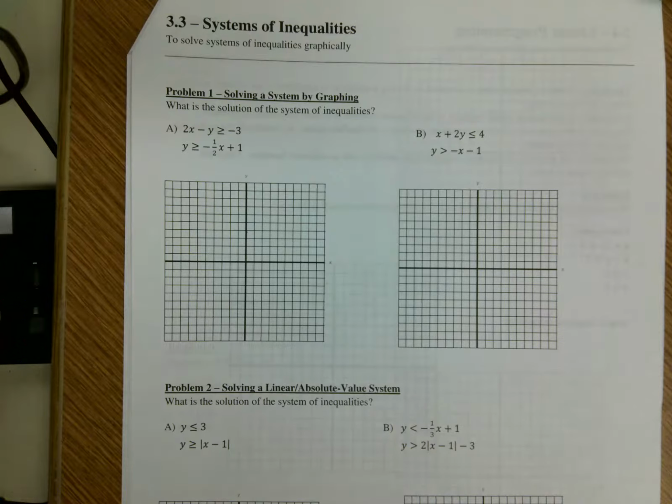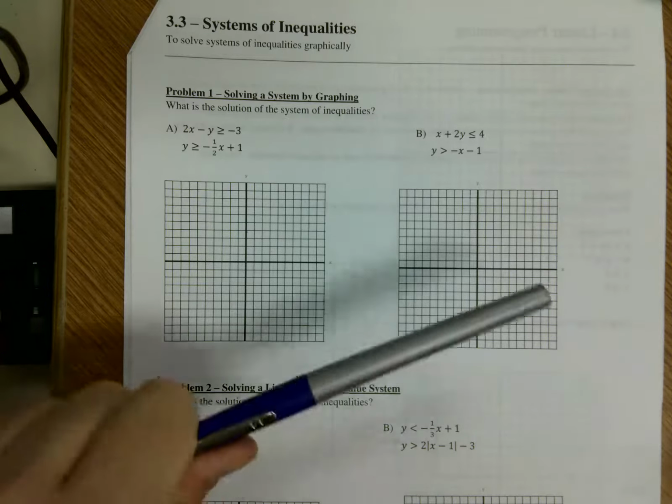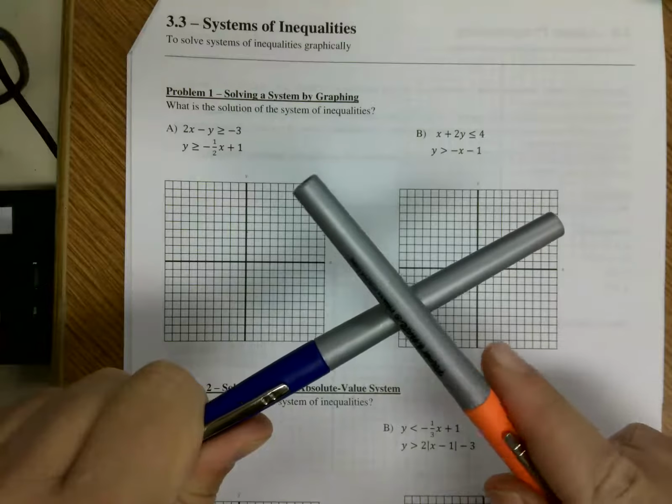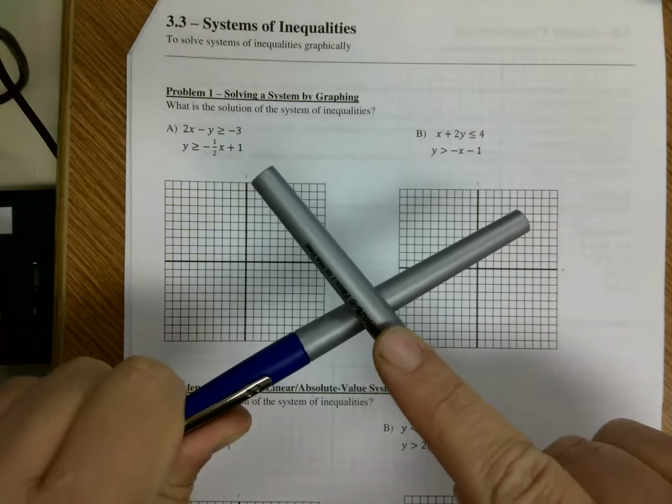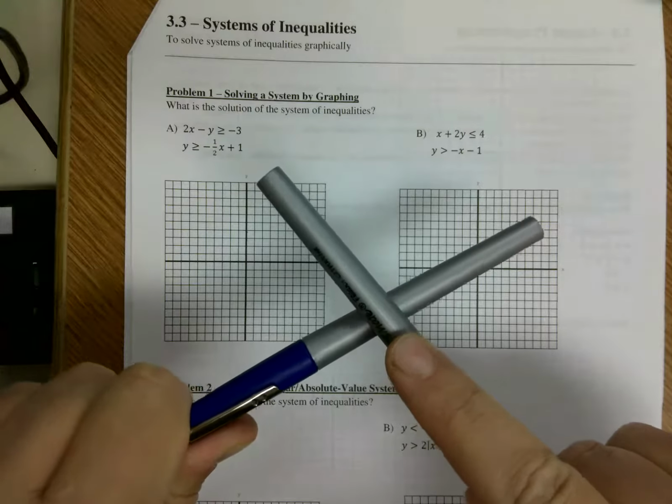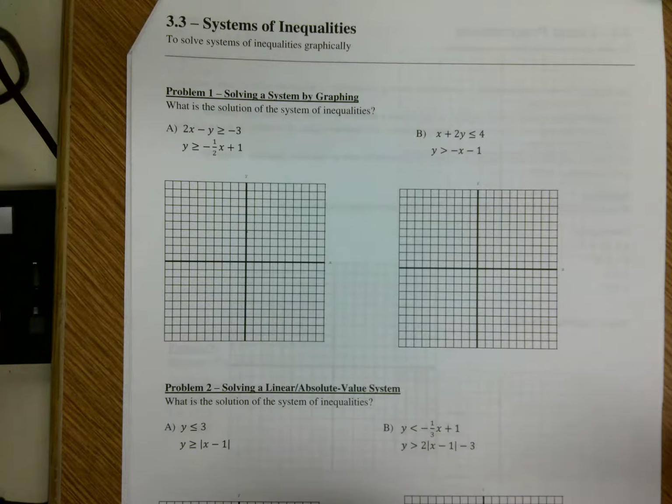3.3 Systems of Inequalities. So, solving systems. When we have two lines, one line here, one right here, it's where they actually cross each other. That's the solution to the system. Now, when we have inequalities, we have shading. So, when we have shading, there's multiple different answers. So, we have to look for the solution to this system.